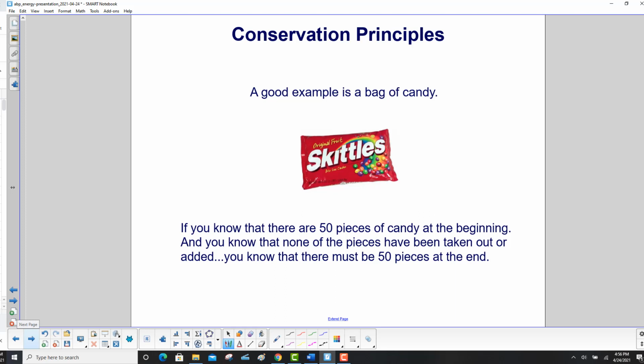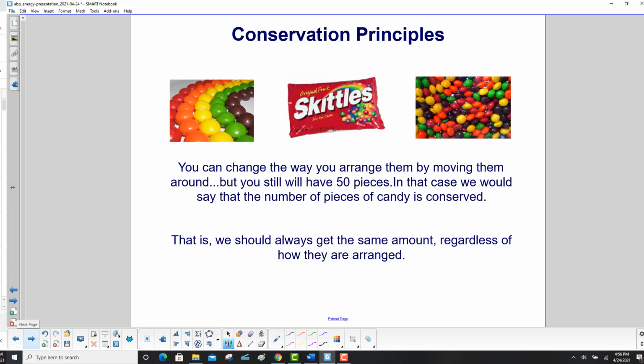A good example is a bag of candy. If you know that there are 50 pieces of candy at the beginning, and you know that none of the pieces have been taken out or added, you know that there must be 50 pieces at the end. You can change the way you arrange them by moving them around, from an orderly state here to a pretty disordered state here. But you will still have 50 pieces. In that case, we would say that the number of pieces of candy is conserved. That is, we should always get the same amount, regardless of how they are arranged.